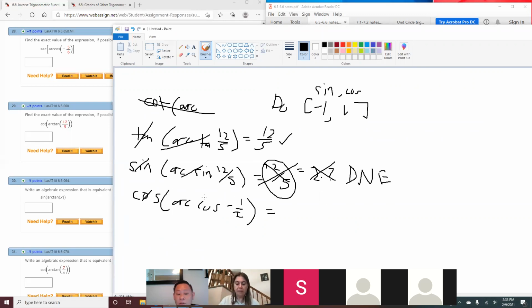So they will cancel. What do you get? Negative 1/2. So my question is, does negative 1/2 fall inside or outside this domain? It's in it, so that means this is good. You guys all right here? Tough?